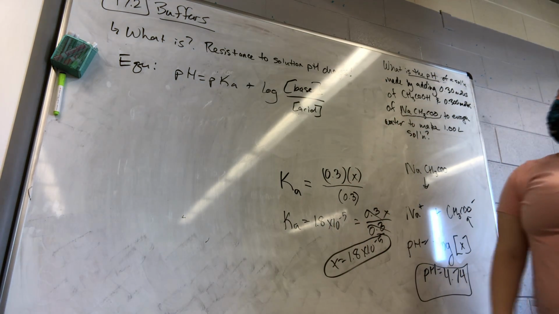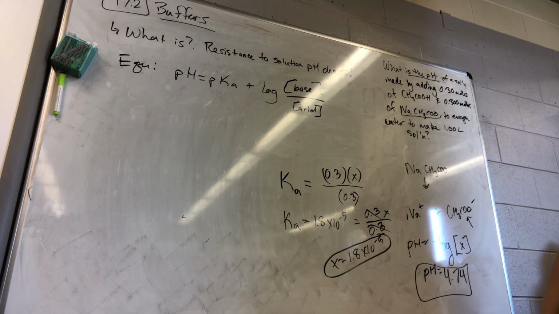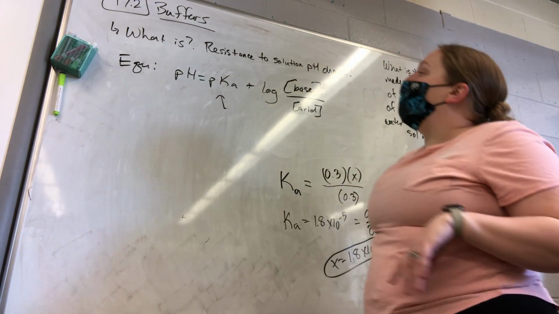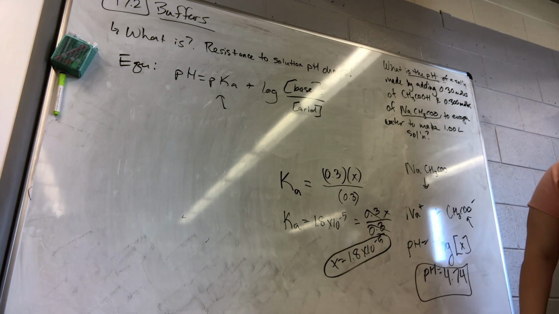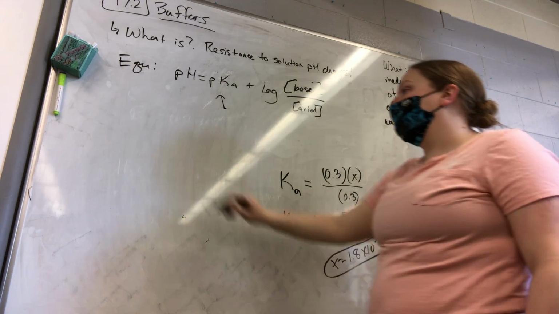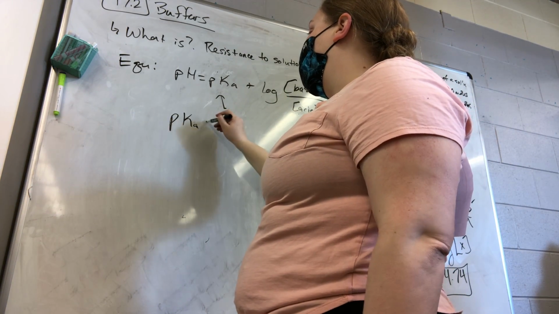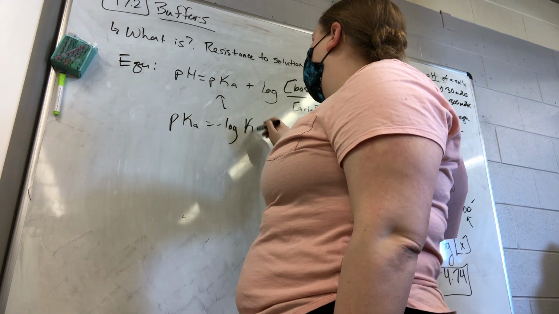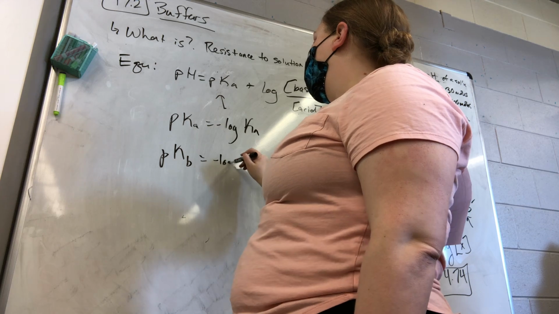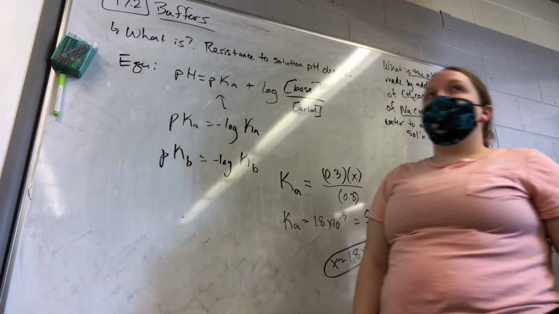The Henderson-Hasselbalch equation gives you a way of using Ka values and concentrations to determine the pH of a solution. In order to do this, you have to have concentrations of acids and bases, know which is which, and determine what the pKa is. How do you find the p of anything? You take the negative log. If we want pKb, we do the same thing.